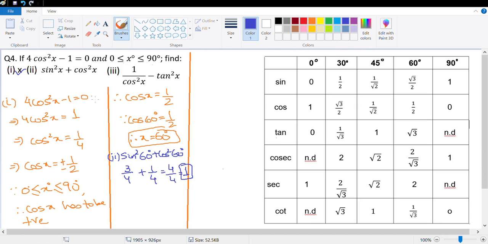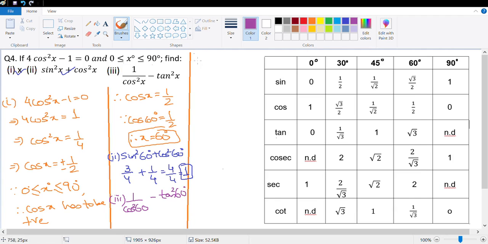So the second value is also done. Let's look at part 3 of the question. Part 3 says 1 upon cos squared 60 minus tan squared 60 degree.